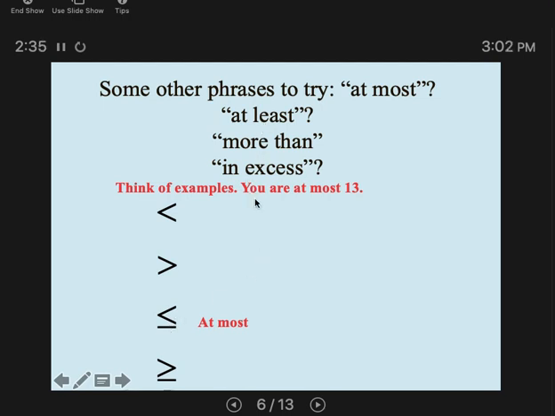At least, say you are at least 13. Could you be 13 again? Yes. So it has to be one of these two. Could you be 14? Yes. So here's at least.